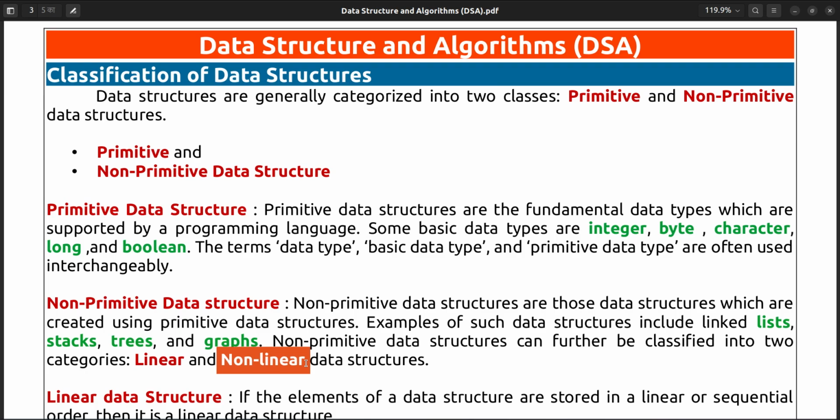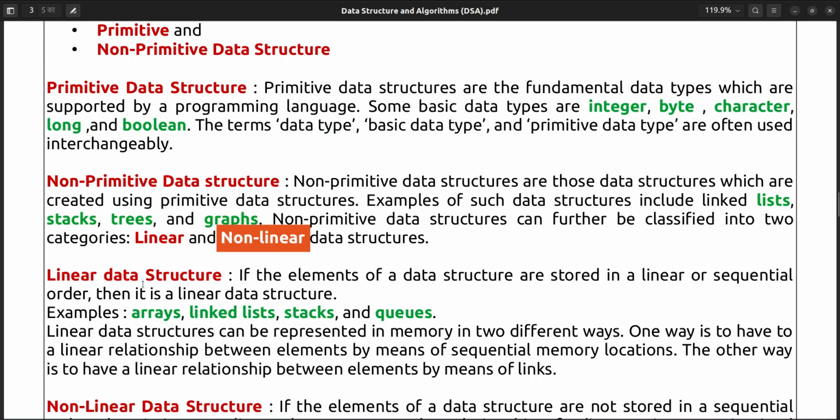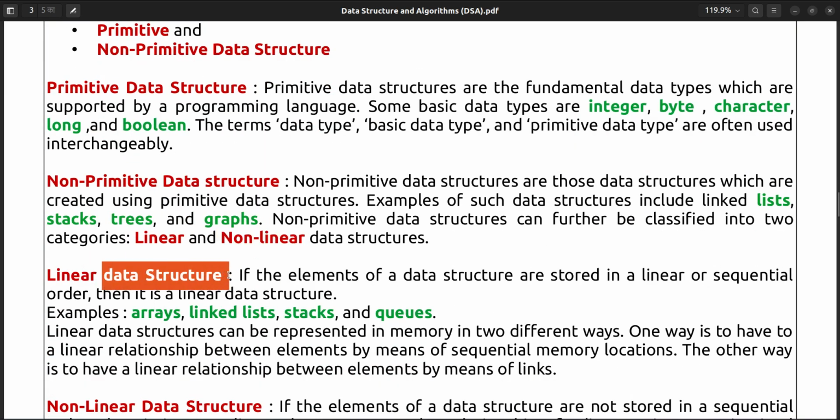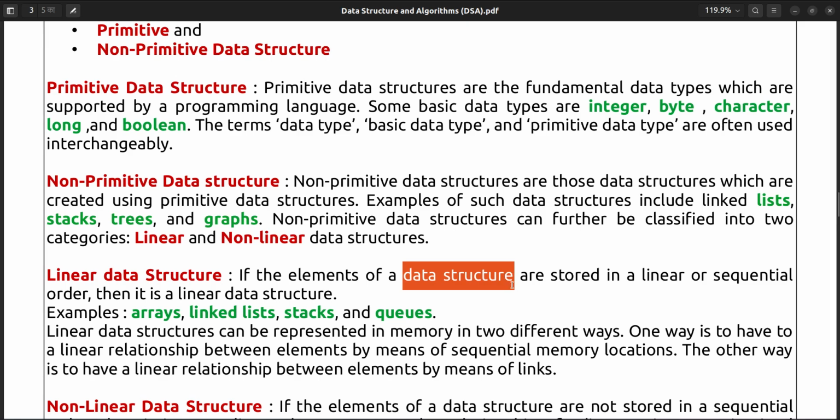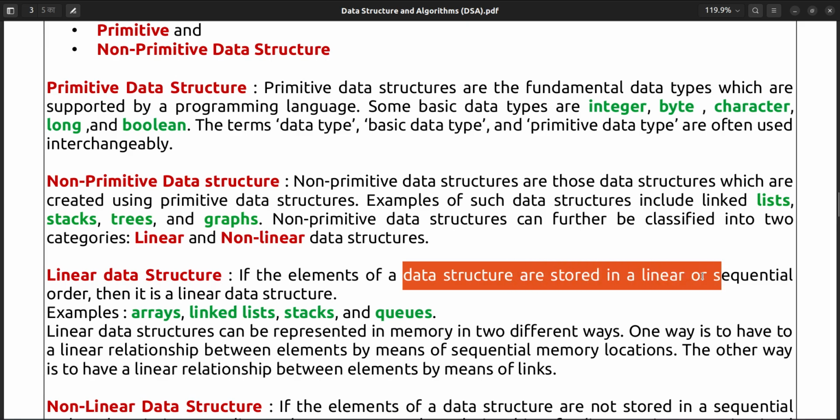Non-primitive data type can be further classified into two categories, linear and non-linear data structure. What is a linear data structure? If the elements of the data structure are stored in a linear or sequential order, then it is a linear data structure.